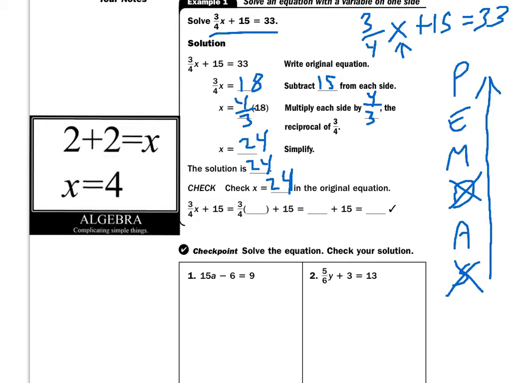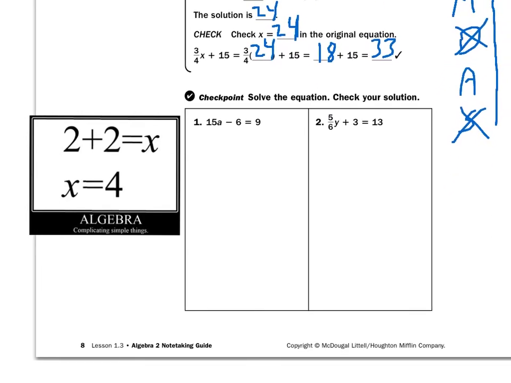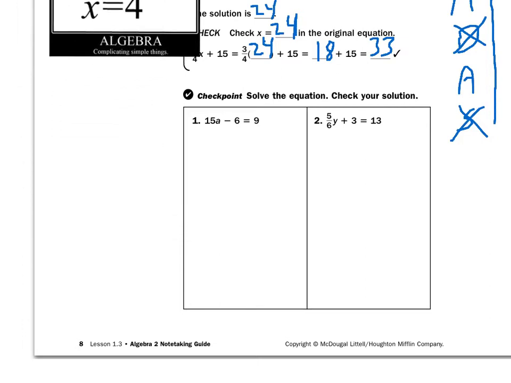That's always important to check your work, right? How many times have you heard that? So 3/4 of 24 is 18. 18 plus 15 is 33. Take a minute, do these checkpoints, and see what you get.